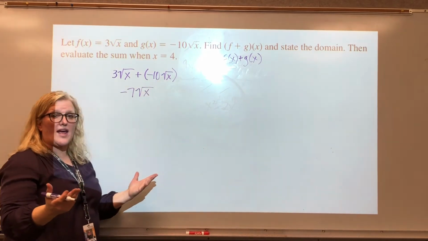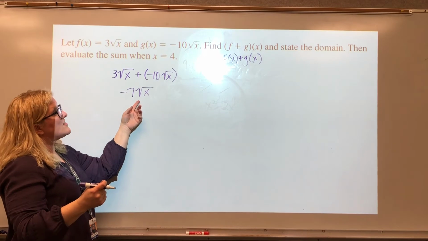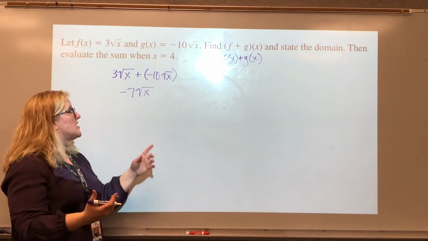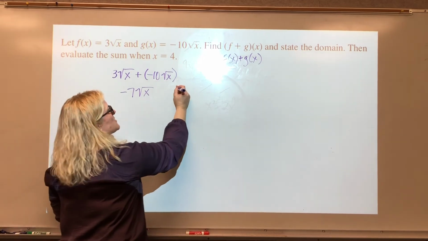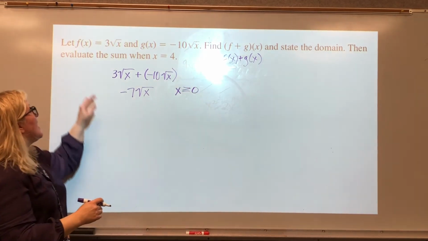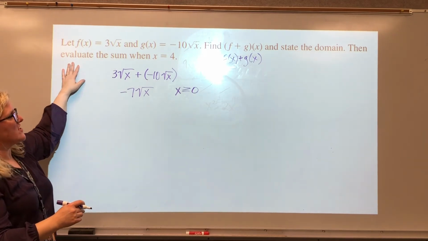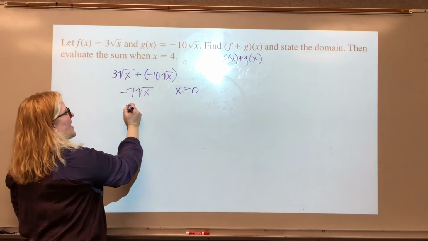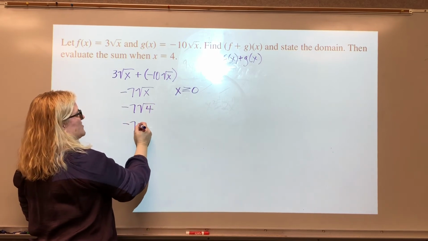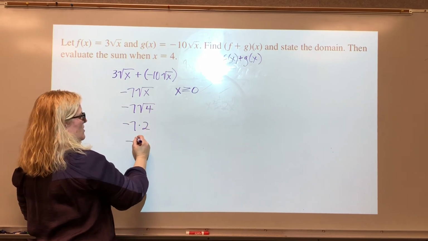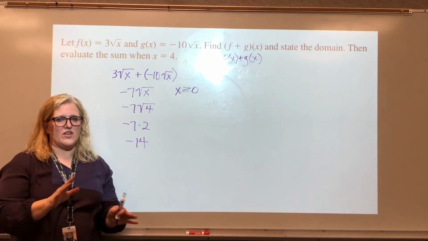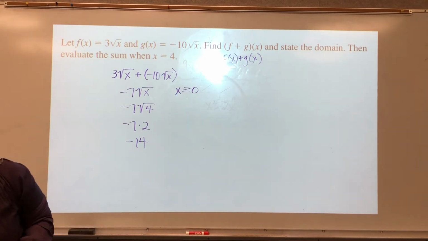Pretty easy, right? What is the domain for this? Well, it's any value of x that I can put in here. So x has to be greater than or equal to 0. Then they want me to evaluate the sum when x is 4. So when I put 4 in for x, I have negative 7 times 2, which is just negative 14. Hopefully that's pretty easy for you.